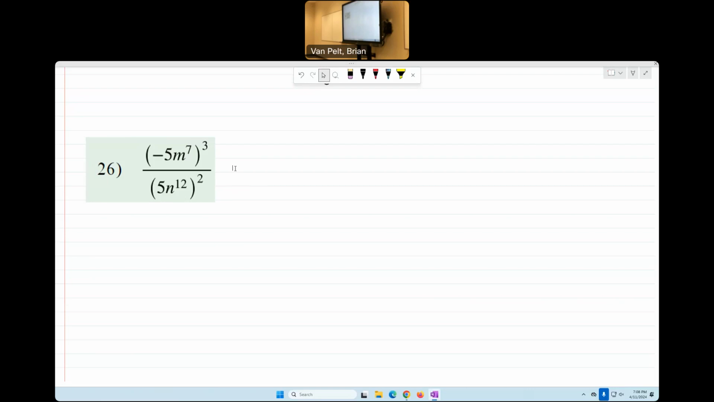One thing that you could do, instead of separating -1, which I think is kind of a pain, I just think of -5 raised to the power. So on the top, I would have -5, that thing raised to the third, and the 7, that thing raised to the third. And 5 squared and the 12 squared.